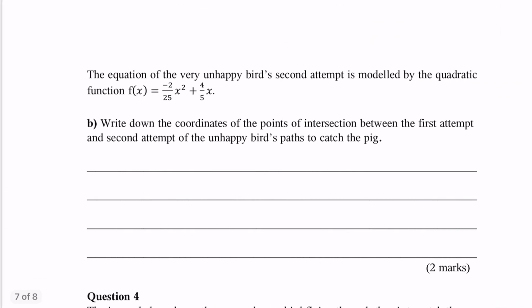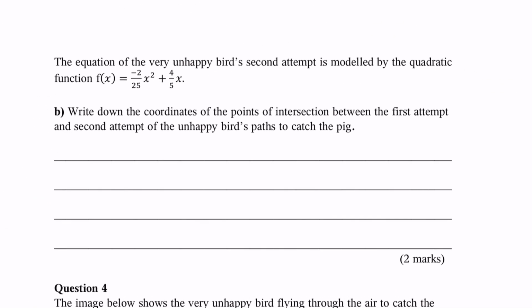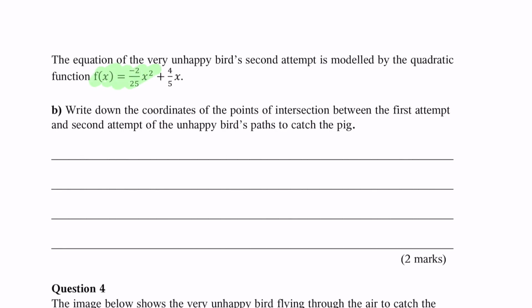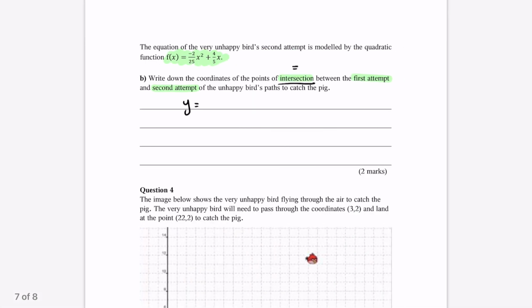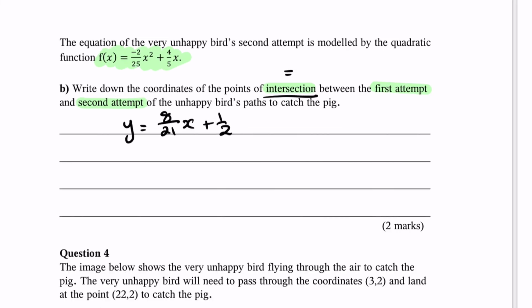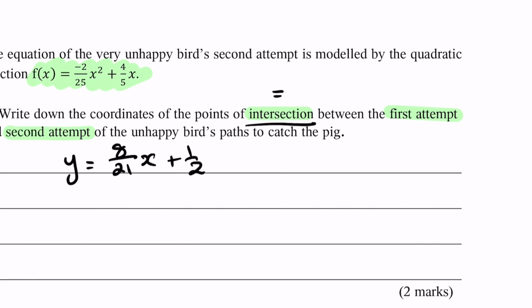Okay, part B. The equation of the very unhappy bird's second attempt is modeled by this quadratic here. Write down the coordinates of the points of intersection between the first attempt and the second attempt. Whenever we have an intersection, it's when the two equations are equal to each other. So the first equation was 8 on 21 x plus a half. Actually, we don't need the y equals part. Equals this equation here.